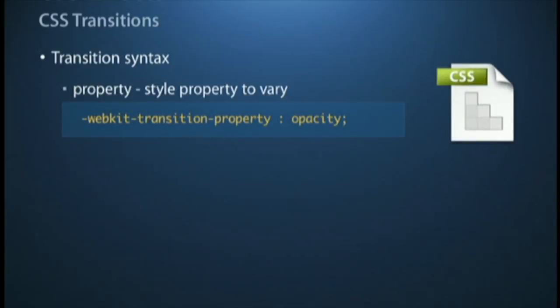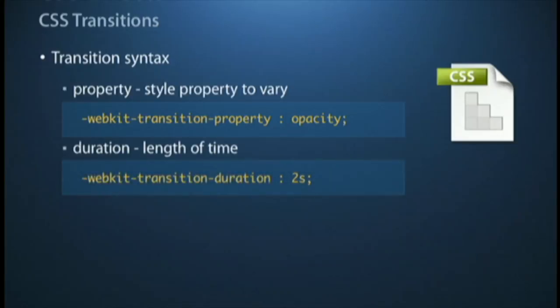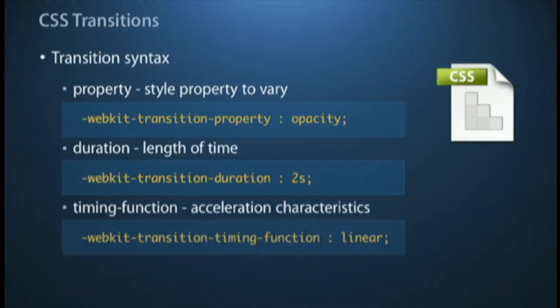You specify a CSS transition by adding the WebKit transition style property to the element of your choice. First, you need to specify the style property you wish to vary using WebKit transition property. In this example, I'll vary the opacity of the CSS document on the right. Then you specify the duration of the transition using WebKit transition duration, 2 seconds in my case. And finally, provide a timing function that defines the acceleration characteristics of the transition using WebKit transition timing function. In this example, I'm using linear, which means I want a constant rate of change of my opacity.